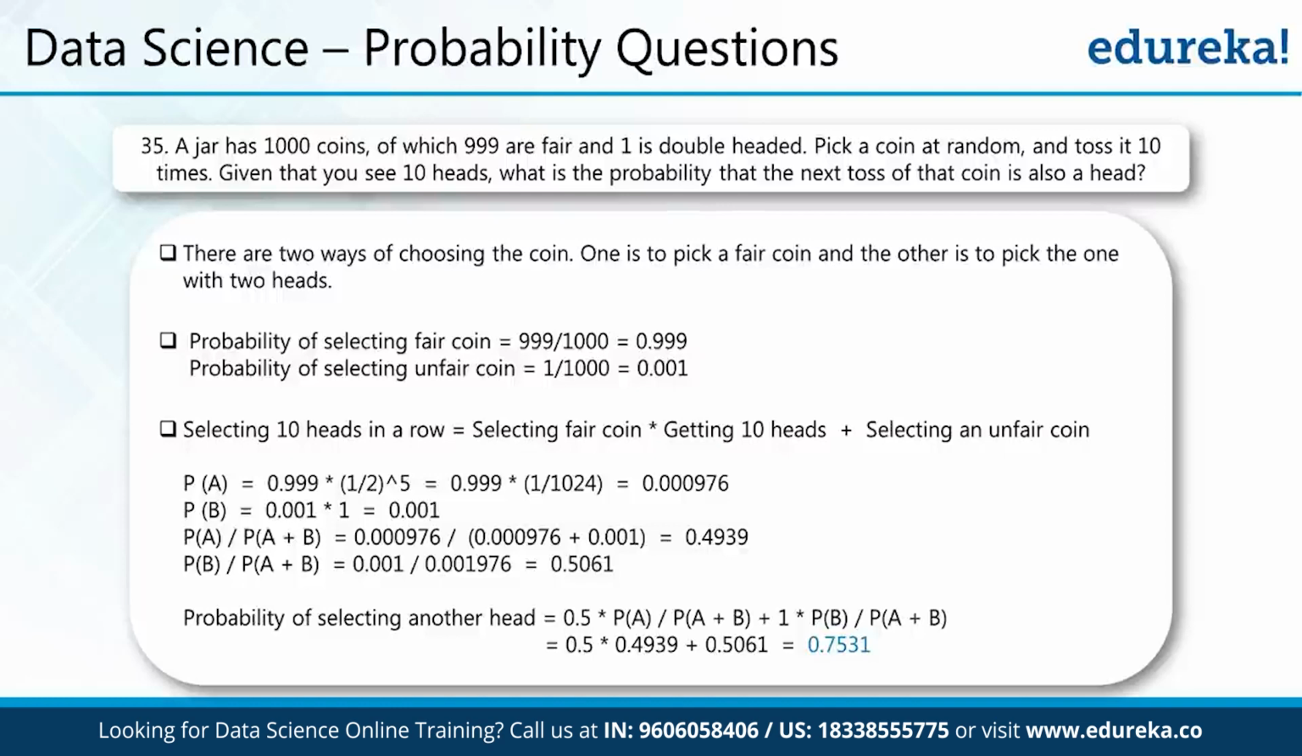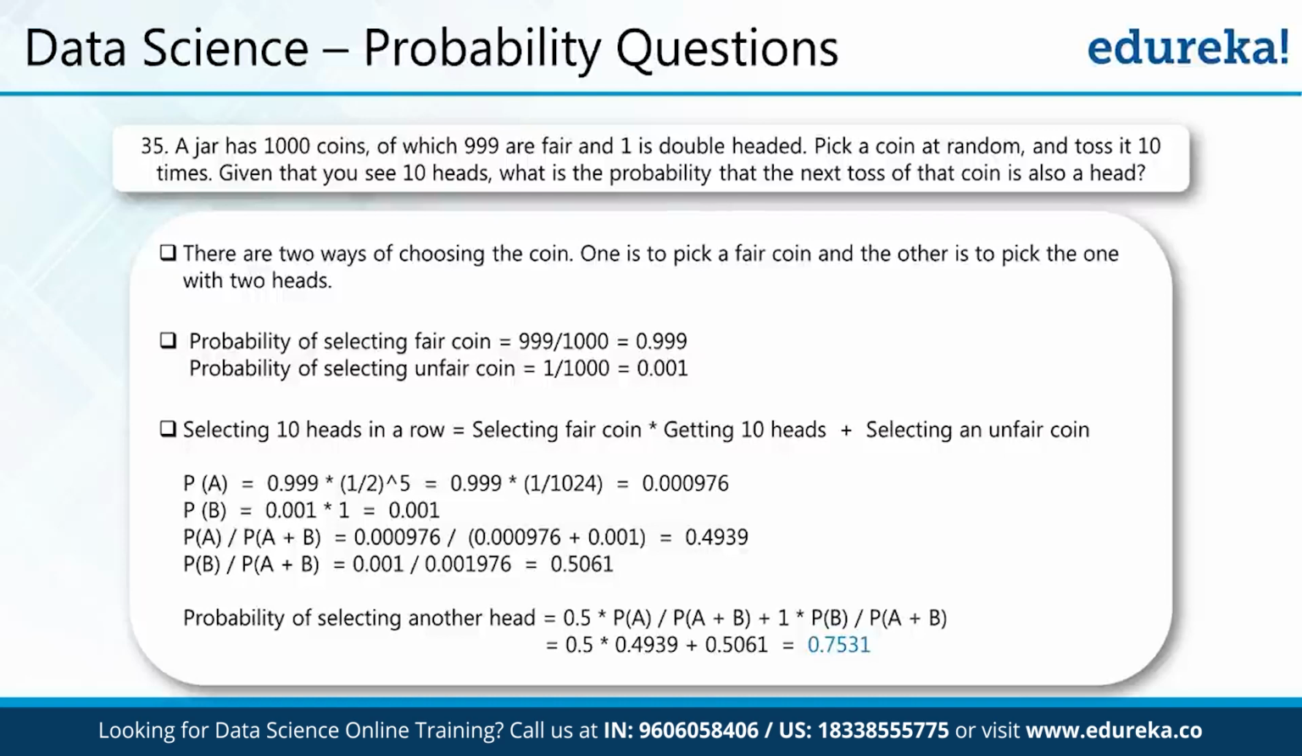So this probability of A is selecting a fair coin and getting 10 heads. And the probability of B is selecting an unfair coin, and we know whenever we select that, the surety is we always get a head. So then the probability of B becomes 0.001. So now what we need to find out is, given these two cases, what is the probability that we are able to come out with the 11th head?